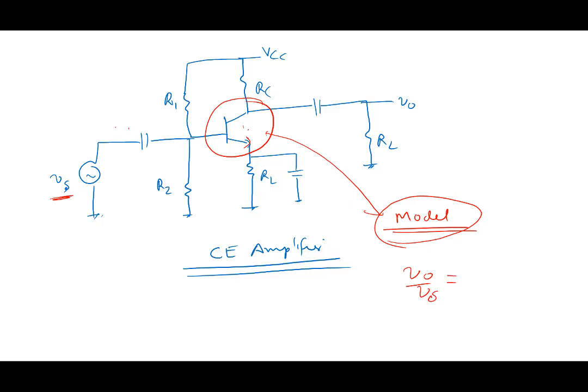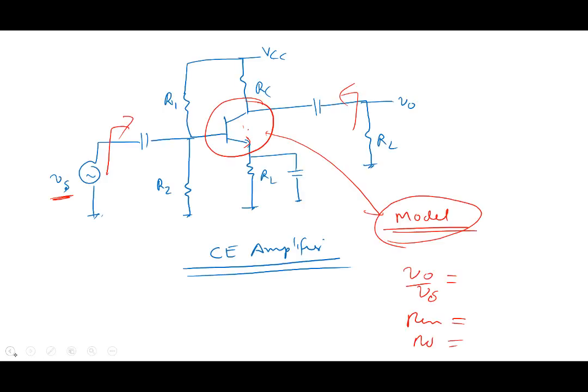Input resistance is what? Resistance looking from here. Output resistance is what? Resistance looking from here. All this we have already done. Simple circuit analysis. So all that you require, Rin, R0, all of this, all that we need to do is understand the model. We need to understand the transistor.